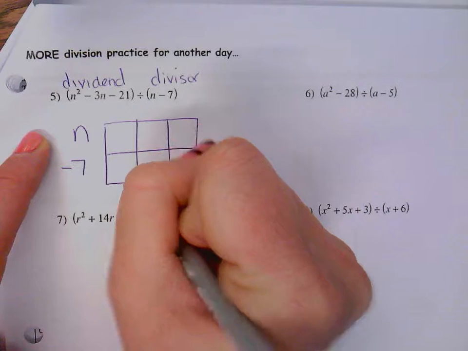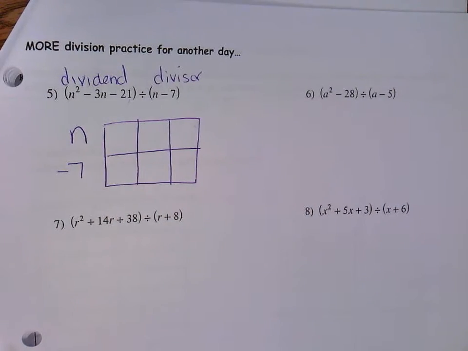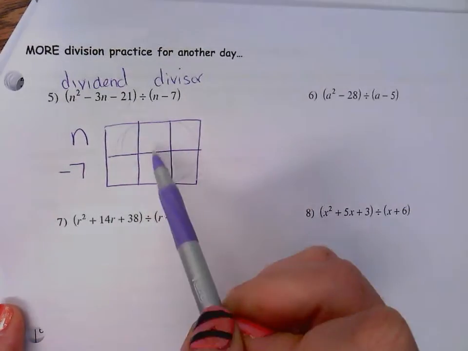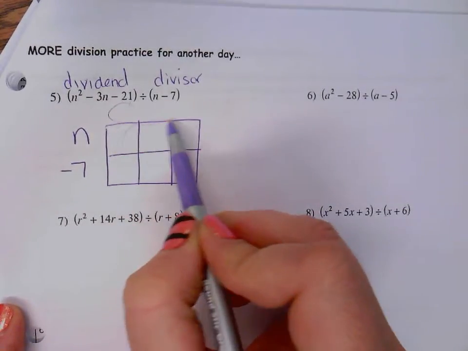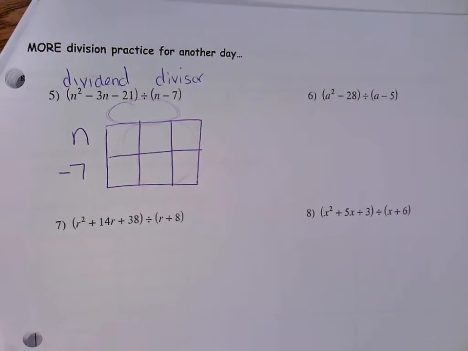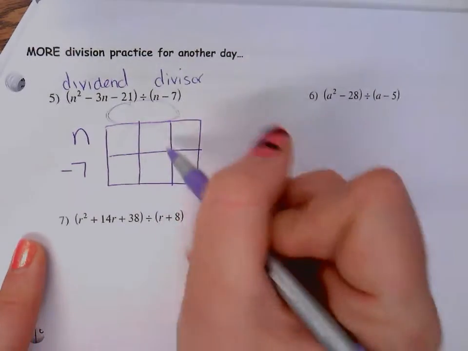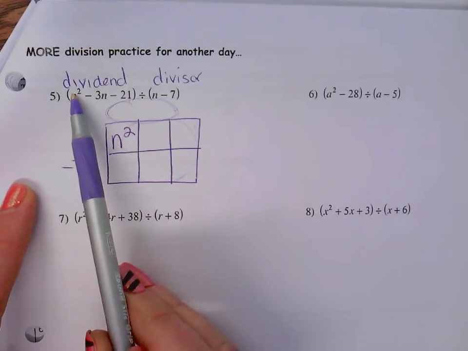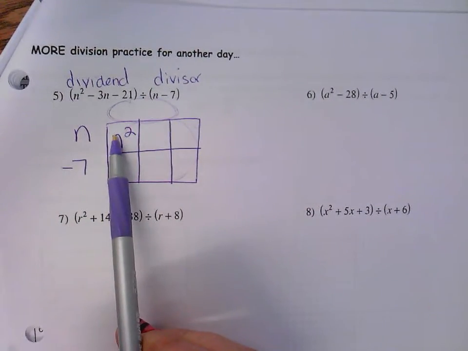So we are going to take division and basically turn it into a multiplication problem to get our answer. So we are going to force the inside of the box to be our dividend, and we're going to force this outside of the box to be our quotient. So if I'm going to force the dividend in my box, n squared is the first term of my dividend, so n squared goes in the box.